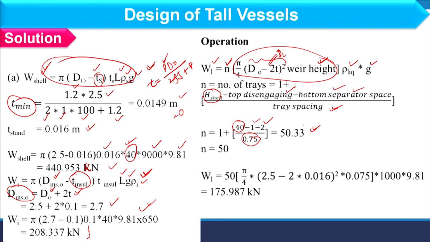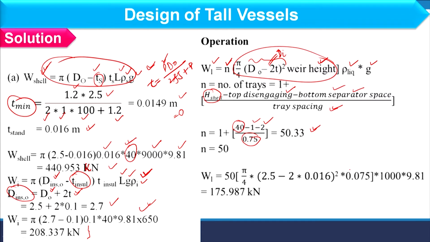Now, here what you have to do, number of trays will be the total number. So, we will round it off, because length of the shell is fixed. We will consider number of trays as 50 instead of 51. Considering 50 trays and the above expression, we can find out weight of liquid as 50 into all these components known to you. We can simply put it, and we are considering 1000 as the density of the liquid because we are considering that as water. So, its value should come out as 175.987. So, that is at operating condition.